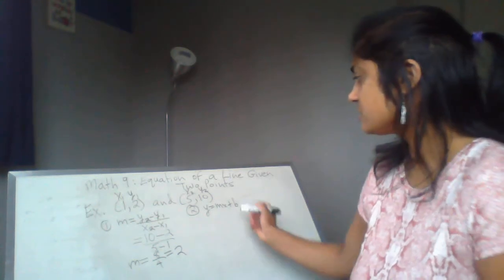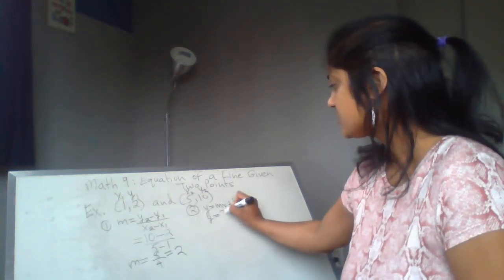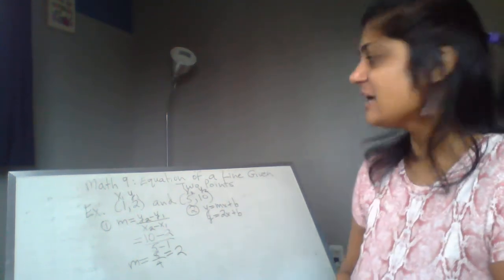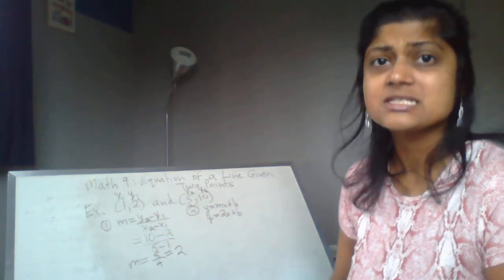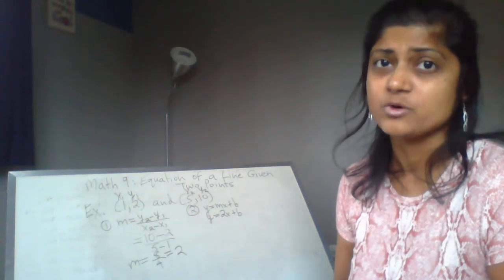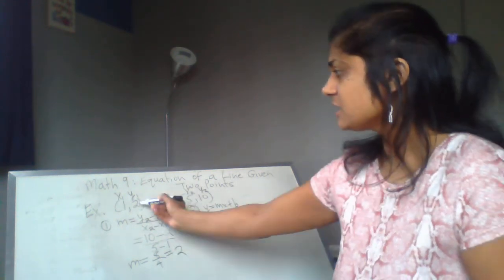So what you're going to do here is plug in my slope. So I got 2, so 2x plus b, just like that. And now, because I have 2 points on this line, I'm just going to choose one of these points as the x and y. So let's just take the first point.